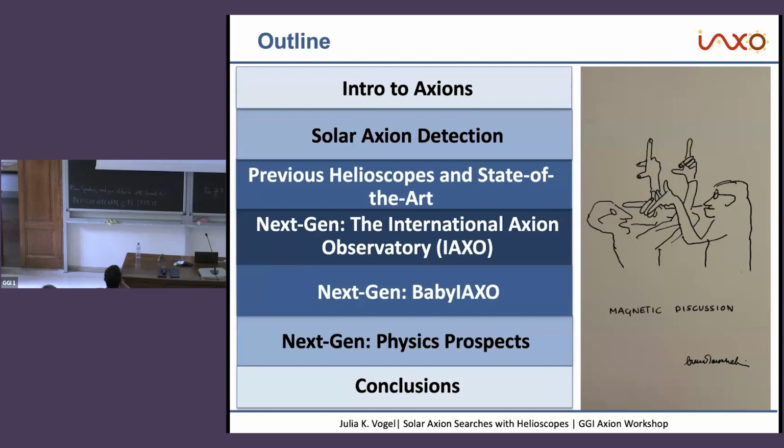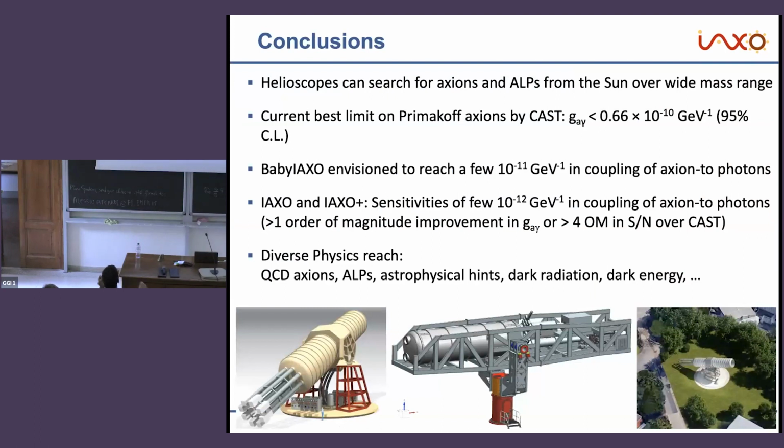And with that, let me conclude. This is us once we find the axion, discussing where the solar magnetic field will be, as depicted by Tushek. And so let me just conclude.